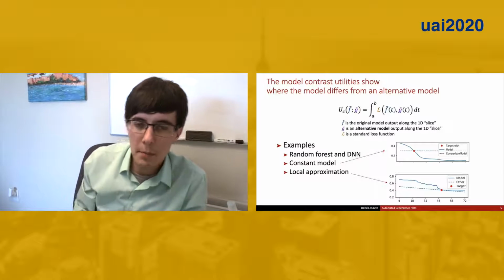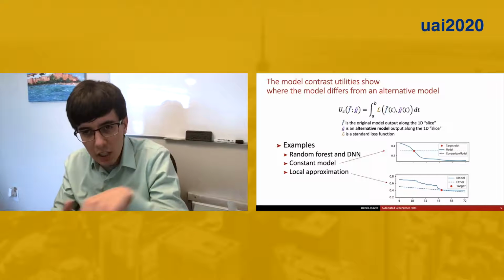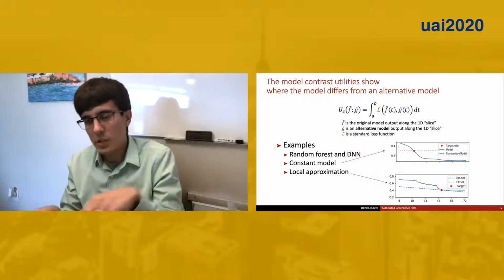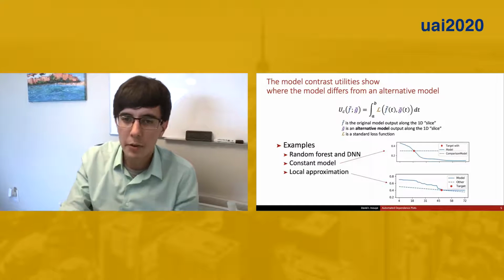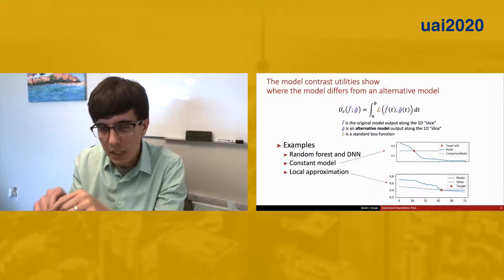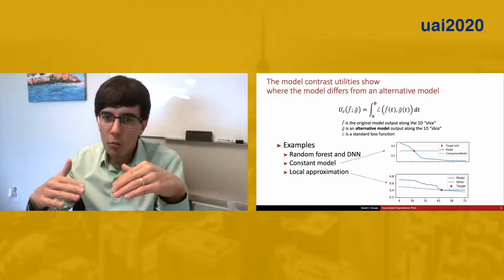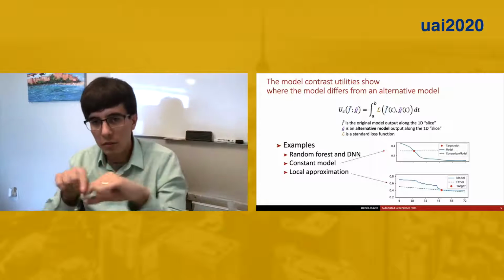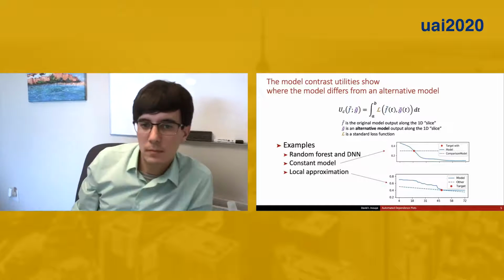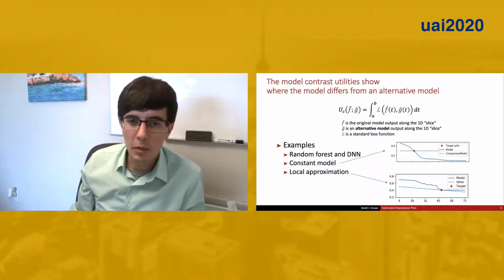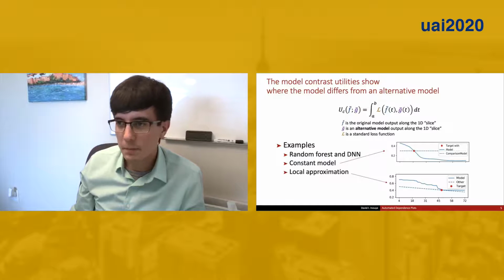Another example might be an alternative model that's just a linear local approximation around a particular point. That's what we have here on the bottom right. We're approximating the model with a simple linear model, and determining how much our true model differs from this approximation. This could be interesting, for example, in LIME type explanations.